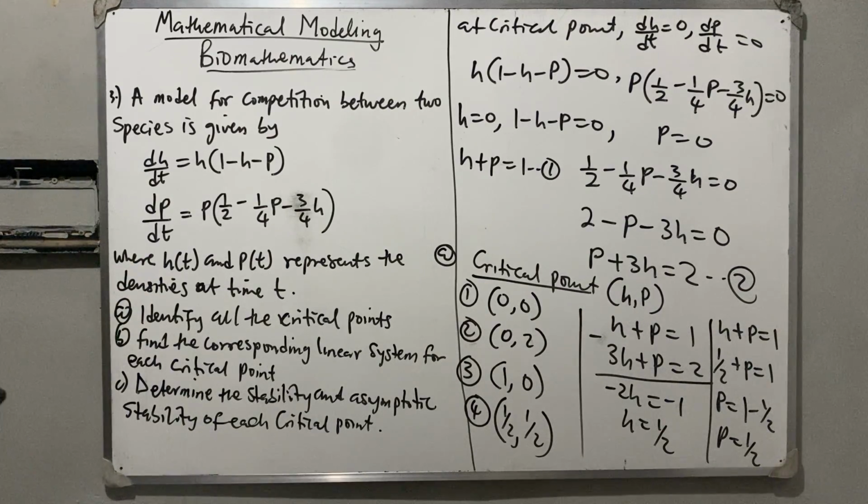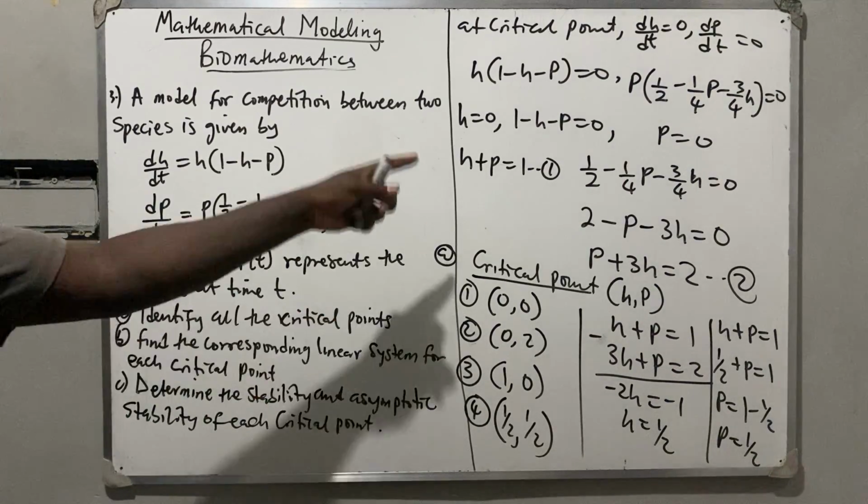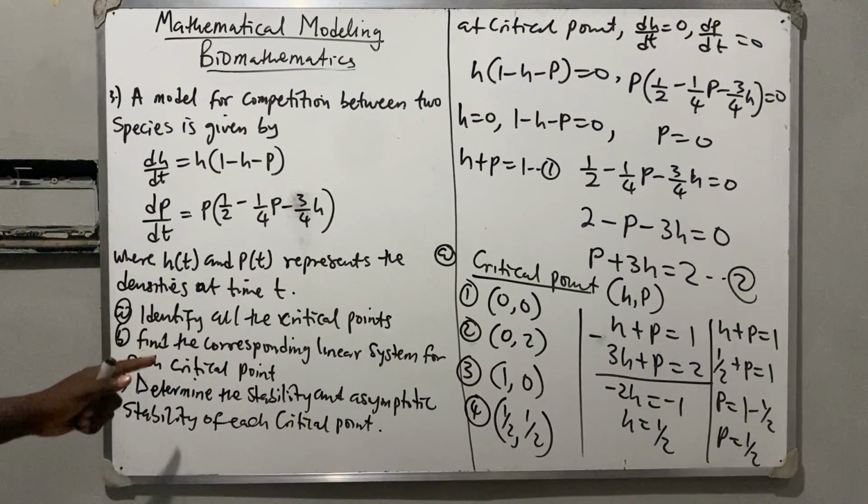For question number B, A said identify all the critical points, and these are the critical points. Question B said find the corresponding linear system of each of the critical points. To get the linear system of each of these critical points, what we are going to do is simple. We are going to find the Jacobian of each of them. Then from here, we'll know if they are stable or not, and the rest of them.